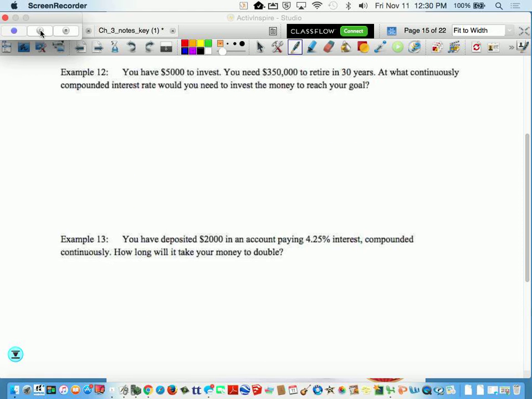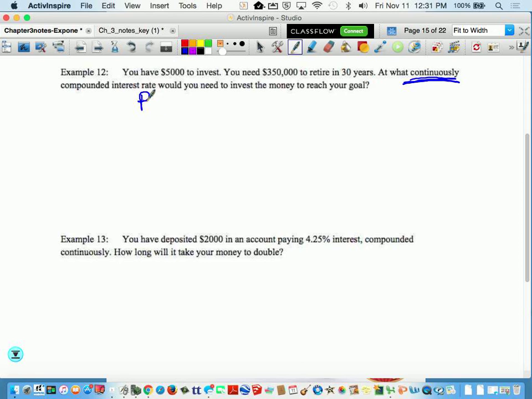Exponential logarithmic unit. You're always going to have a couple application problems where the variables are what you're solving for. So we're going to invest $5,000. We want to let it sit until it's $350,000 so that we can retire in 30 years. At what continuously compounded interest rate would you need to invest the money to reach your goal? So first of all, once I've read continuous in the problem, I know I'm doing the PERT formula.